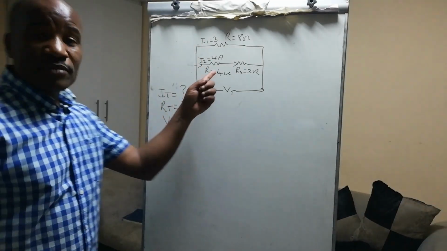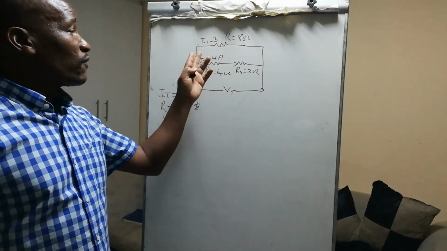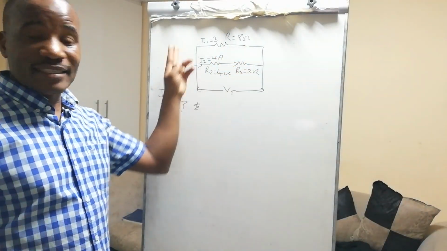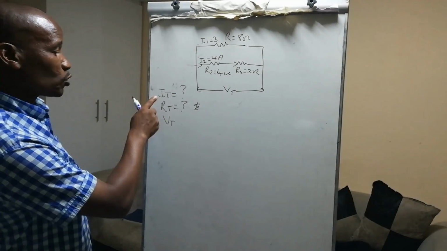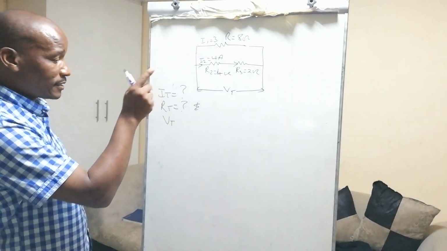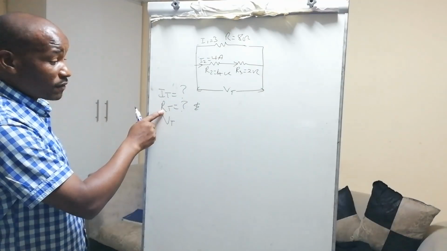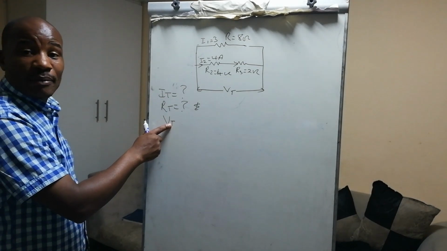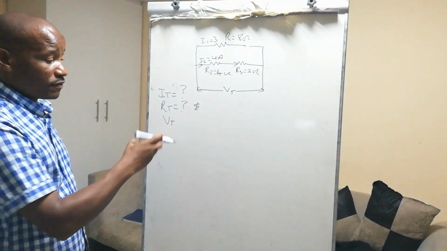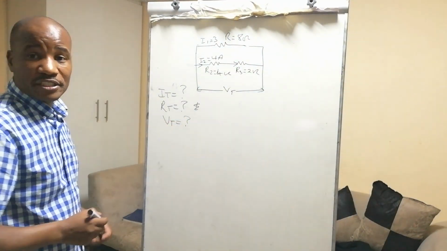They say from the information given in this sketch, calculate the total current of the circuit, the total resistance of the circuit, and the supply voltage or the total voltage of the circuit. It's equal to question mark.